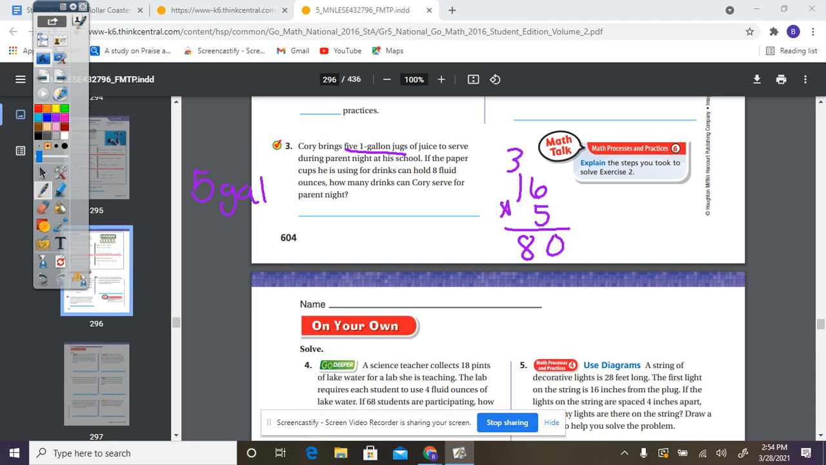Let's see. Corey buys, hold on, I'm going to go a little ahead of myself. 5 1-gallon jugs of juice to serve during parent night at school. The paper cups he is using for drinks can hold 8 fluid ounces. How many cups? Okay, yeah, how many drinks? Yeah, they're just looking for how many cups, and that is 80. They can serve 80 drinks. Sorry, I was going one step further with the problem than they were. 80 drinks.